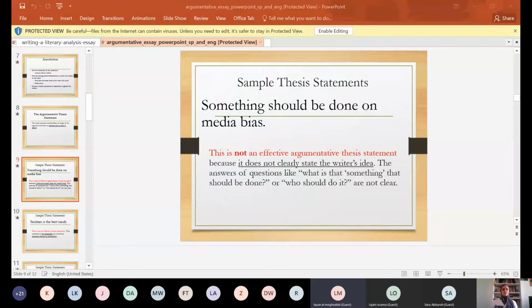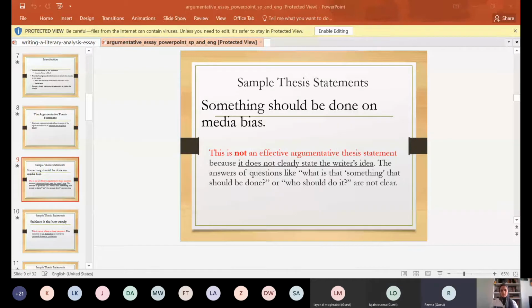Excellent, Layan. "Something should be done with media bias" is too broad. What is that thing that should be done? It draws the reader in so the reader could see what is wrong. It is, but it's so broad and vague. Thesis statements should state directly what you want to say, like encouraging the reader to continue.